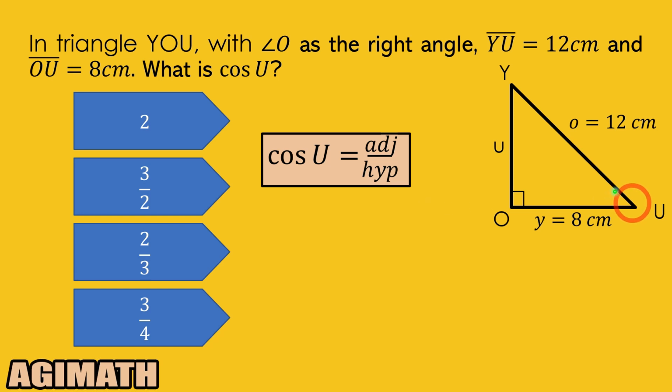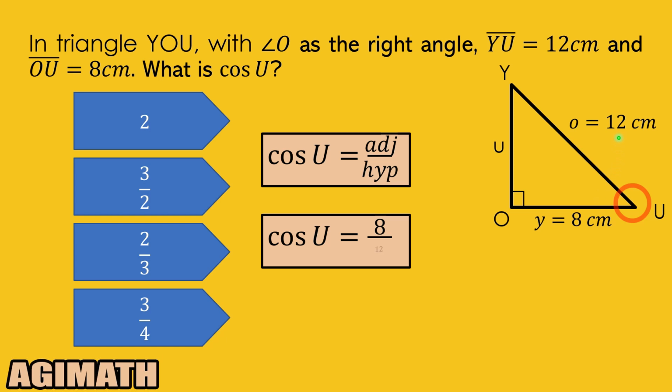So if this is the angle, you ask yourself, what is the adjacent side? And since the adjacent side is 8 and the hypotenuse is 12, we don't need to find the length of the third side. But anyway, if the problem requires it, just use the Pythagorean theorem. Now for cosine U, you use the definition, adjacent over hypotenuse. So how long is the adjacent side? That is equal to 8. How long is the hypotenuse? Hypotenuse is equal to 12.